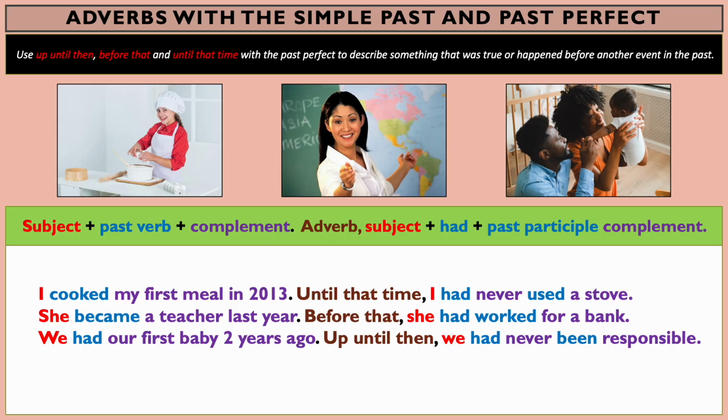And number three, we had our first baby 2 years ago. Up until then, we had never been responsible, meaning our first baby was born 2 years ago. Before we had our baby, we were not responsible.